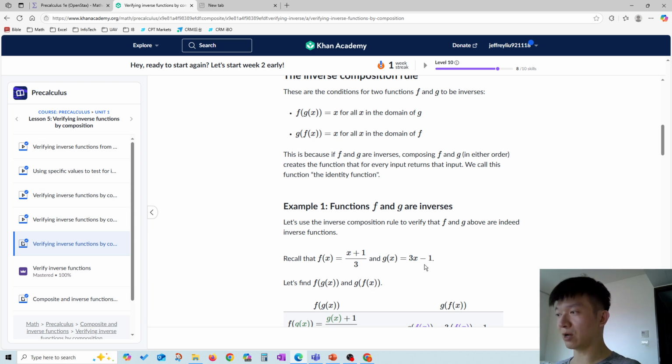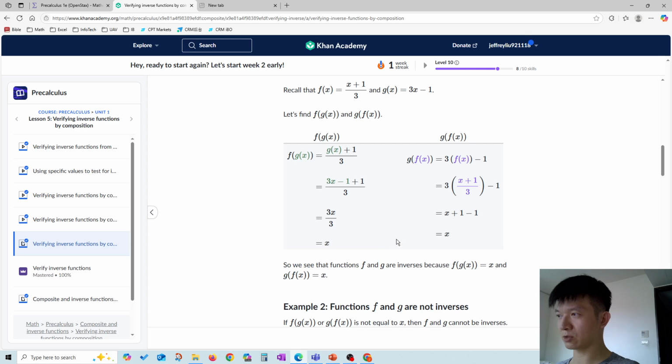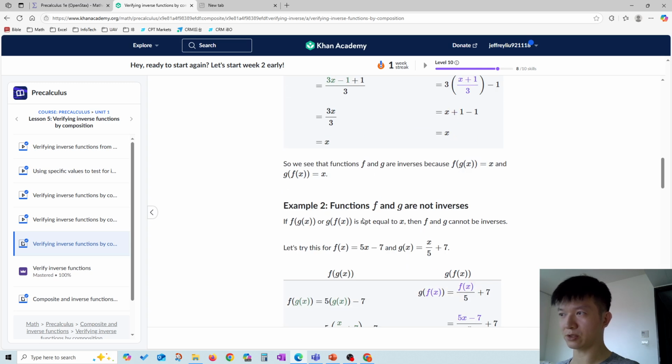And then the other way around, you put this entire thing, the fraction, right, into your g of x. And you get rid of the 3, right? 3 in the denominator and the times 3, right? You cross that one out, and you're left with x plus 1 and minus 1. So you say, okay, so that's x, and the other way around is x. So they are both x, so they are inverses, right?